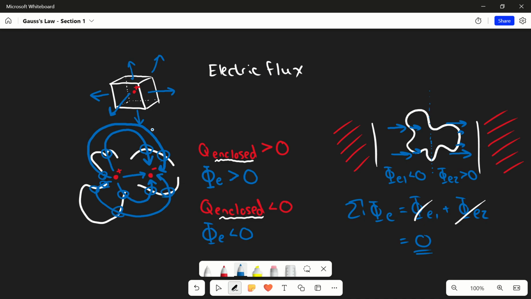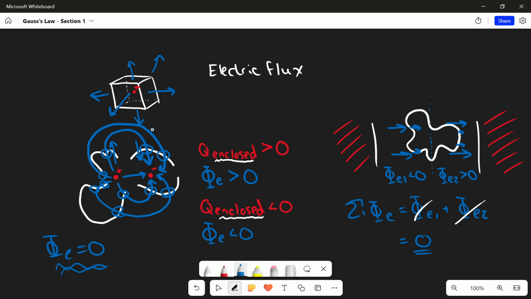So overall what's happening is your flux right here, you've got a positive flux because it's leaving, right? But then a negative flux because it's got to re-enter. And overall, your flux is equal to 0 because your net enclosed charge is also equal to 0. There is charge in here, but they cancel each other out, leading to a total of 0 electric flux.